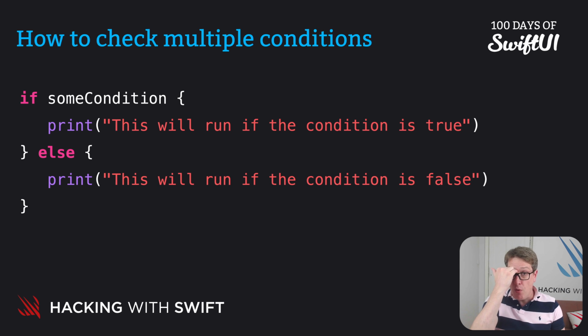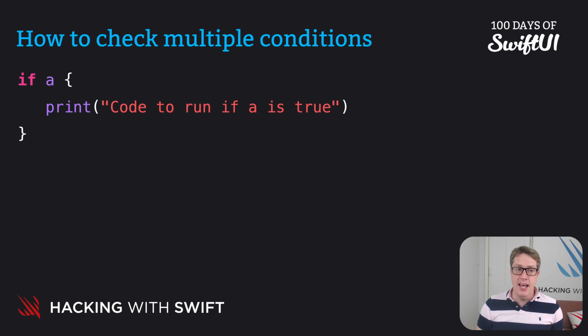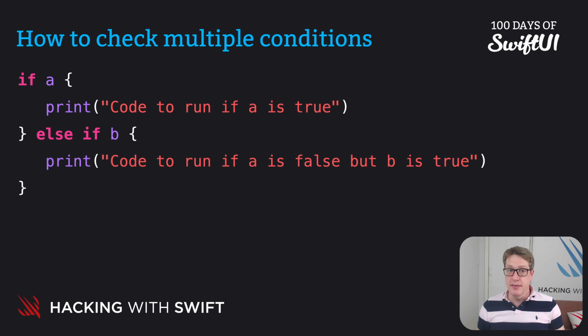Now there is an even more advanced condition type called elsif, which lets you run a new check if the first one failed. So we could say something like, if A, print code to run if A is true. But then, if A is false, we'll do elsif B. So this code we run if A is false, but B is true. And you can have multiple elsifs, elsif C, elsif D, elsif whatever you want to.